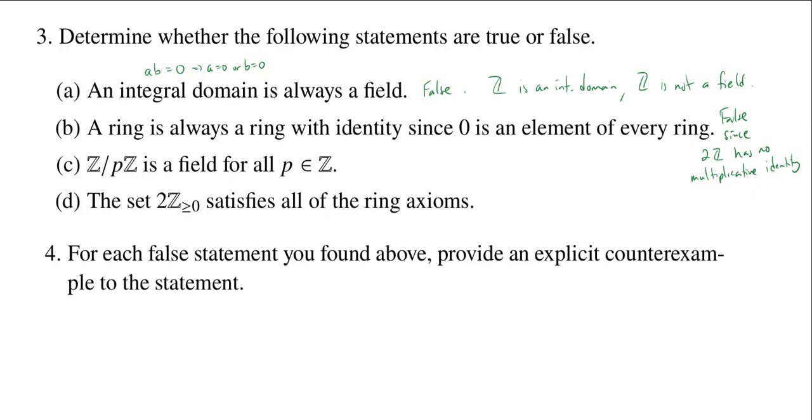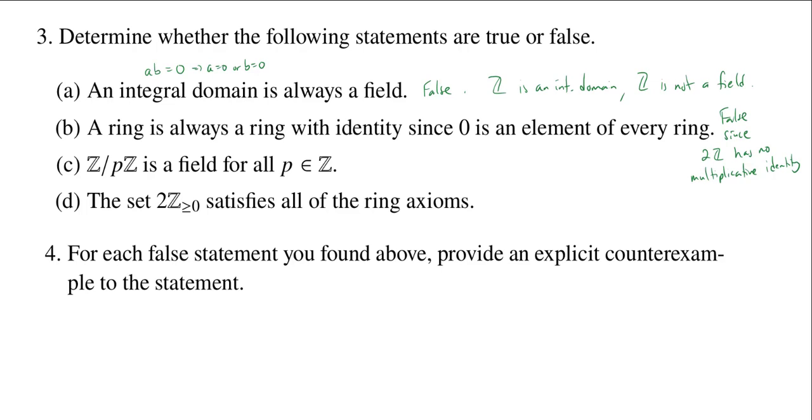All right, the next one, Z mod pZ is a field for all p in the integers. All right, so this is telling you if it's a field, then again, it should be commutative, right? And that actually is true here. Z mod pZ, being a quotient of the integers, is commutative under multiplication. But you also need to have inverses for every non-zero element. Now, if p is a prime, then this statement is true. But when p is not a prime, we have a big problem.